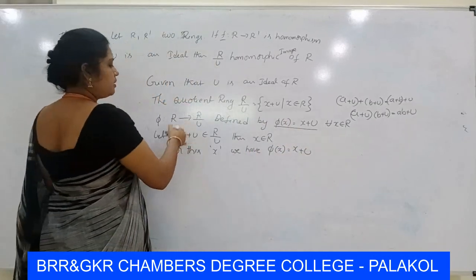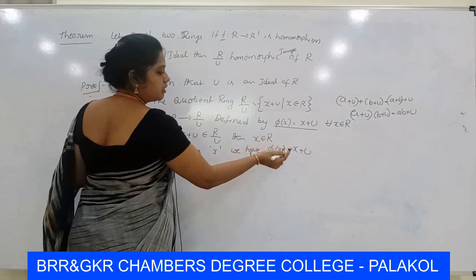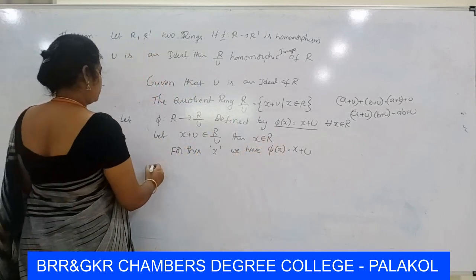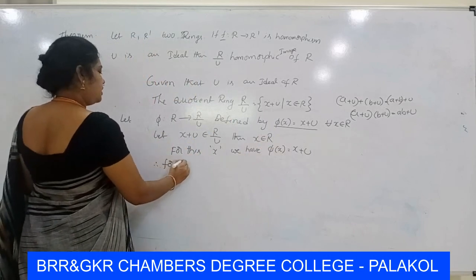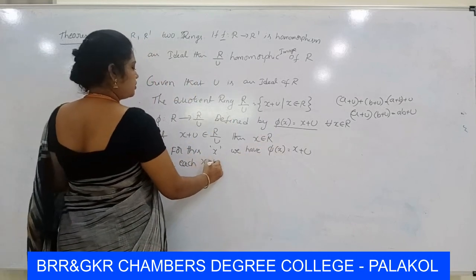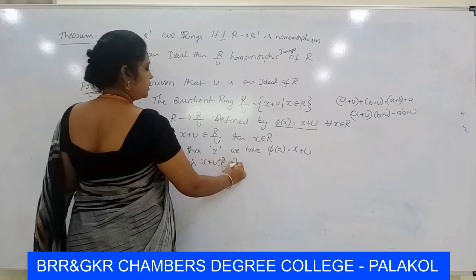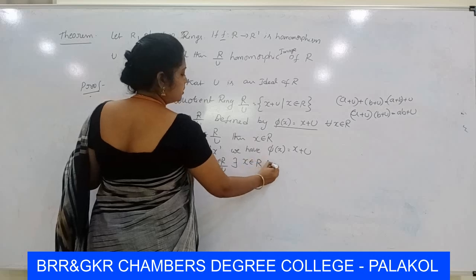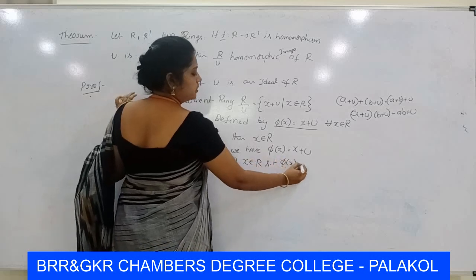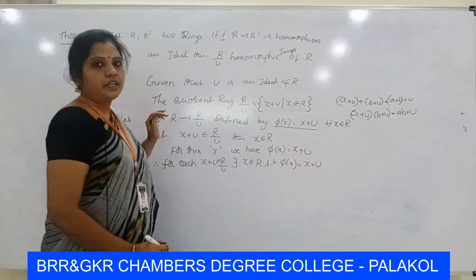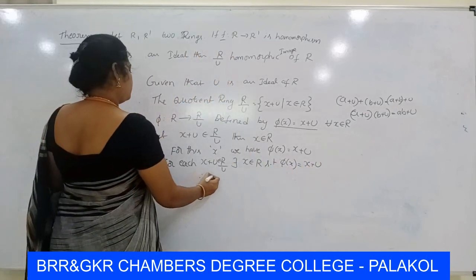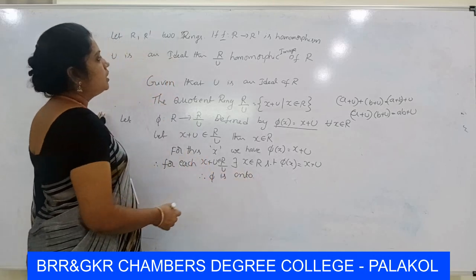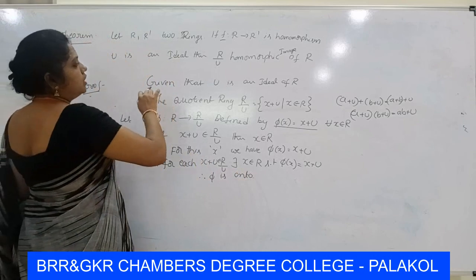So every element of x plus U has a preimage. So then phi is onto. Therefore, for each x plus U belonging to R by U, there exists some x in R such that phi of x is equal to x plus U. Therefore, phi is onto. So here we proved that phi is a homomorphism and onto.